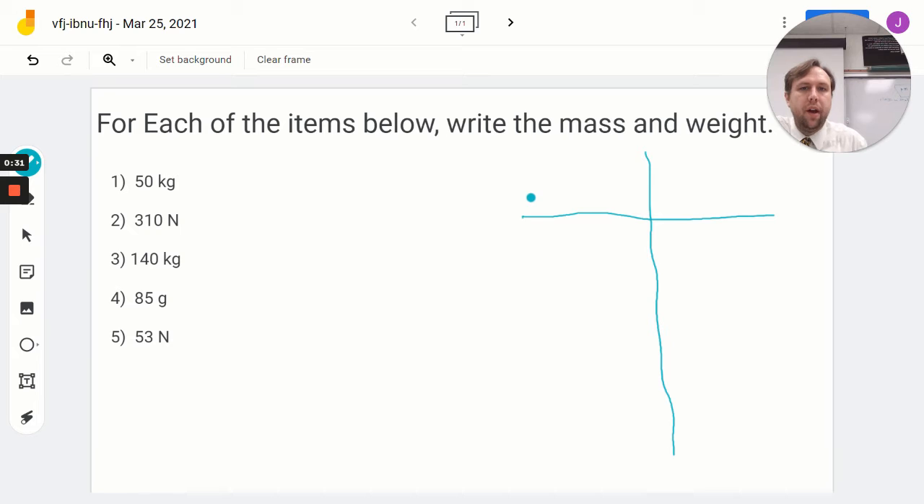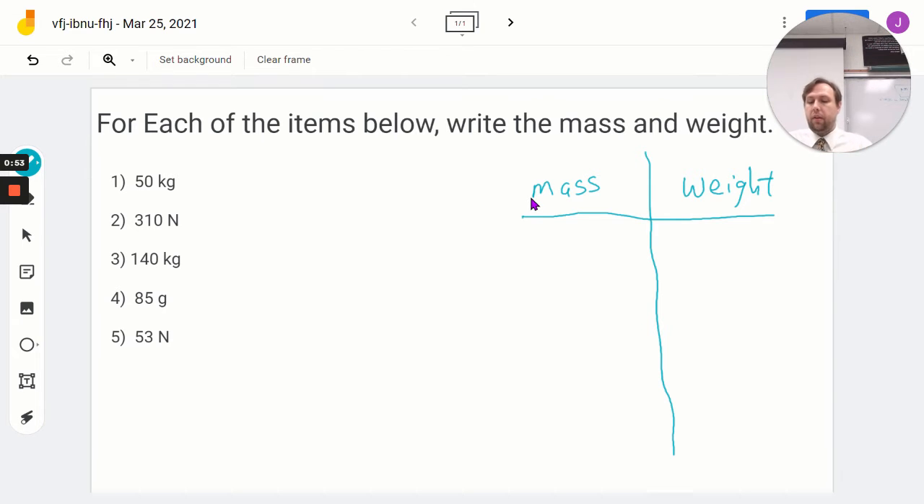We'll call one side mass and the other side weight. And I'd like you to fill that out. So pause the video, like actually hit pause right now. Get out a paper and pencil and fill out that chart. Go ahead.